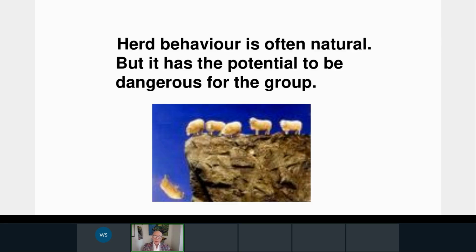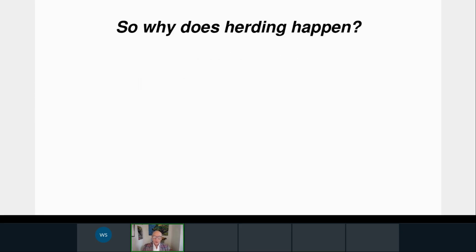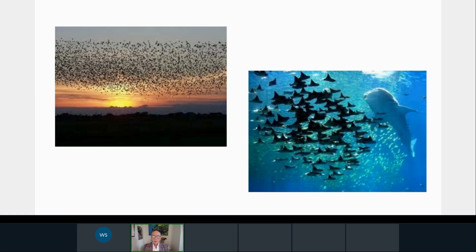Now, herd behavior is very natural, as we'll see in a second when we talk about animals in the field and so on. But the problem, and this graphic is meant to bring back, if you've read it, the beginning of Thomas Hardy's book, Far from the Madding Crowd. Of course, herd behavior, when it gets out of hand, can be dangerous for the group. So why does that happen? Quite a lot of economists mention herd behavior without perhaps being clear where the words actually came from.